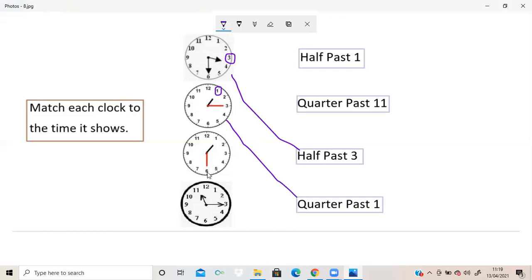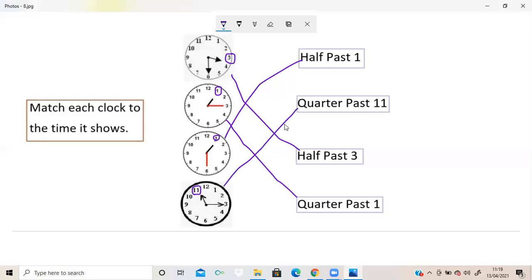The next one is very easy. The red minute hand is pointing at 6, that means it's half past, and the hour hand is between 1 and 2, so it's 1:30. 1:30. The last one is the minute hand pointing at 3. That means quarter past, and the hour hand is just after 11. So it is 11:15.